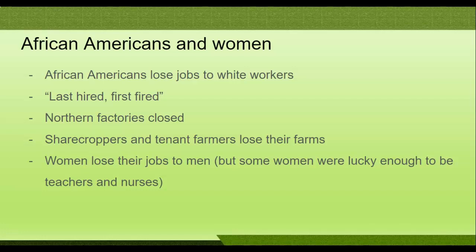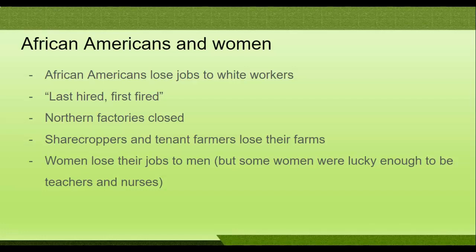This is also a time when African Americans and women are losing their jobs. Because if you remember, a lot of African Americans were moving north to the factories, and when times are hard, they were losing their jobs to the white workers. There was also this idea that, oh, you were the last person hired? Well, guess what? Unfortunately, you're going to be the first to get fired, right? It's like the last in, first out. And again, factories were closing because they were making too much and people weren't buying their products.